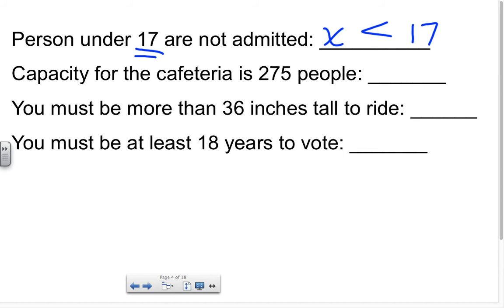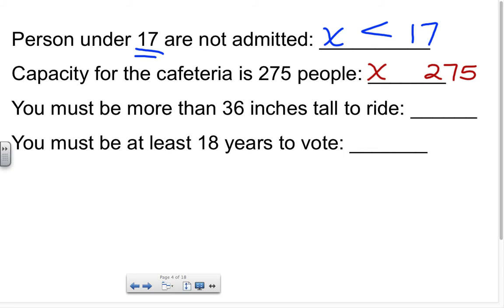Excuse me. So let's go to the next one. Capacity for the cafeteria is 275 people. All right. So we have an X and we have 275. We're talking about the cafeteria. The number of people in the cafeteria. How many people can be in the cafeteria? How many people can be in there? Is 275. Can you have more than that? No, otherwise you actually violate fire code.